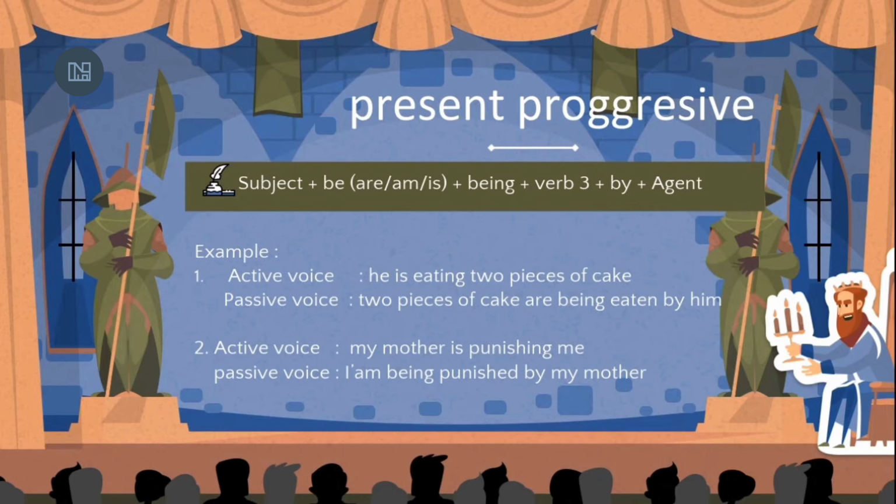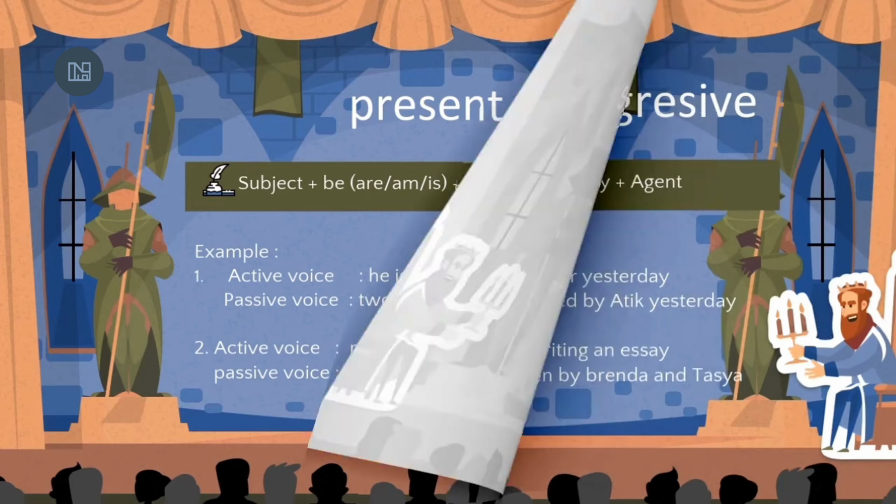By the way, if you have a question, why is in the sentence changed into are? The answer is we follow the word before to be. In the active voice sentence, you can see he. That's a singular subject, so it uses is. And in the passive voice sentence, you can see 2 pieces of cakes. That means it's plural, so you can use are. Now let's say the formula once again. Subject plus be that are or am or is plus being plus verb 3 plus by plus agent.